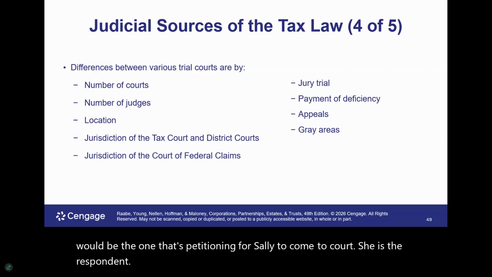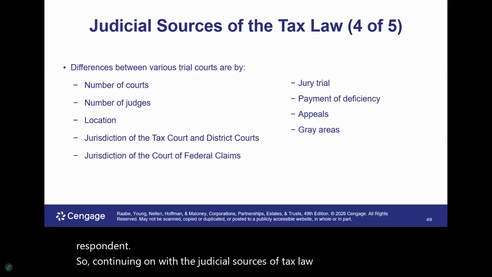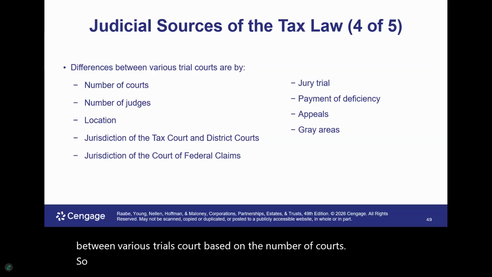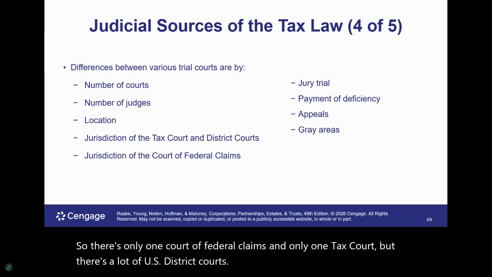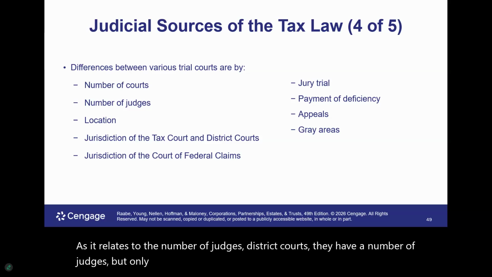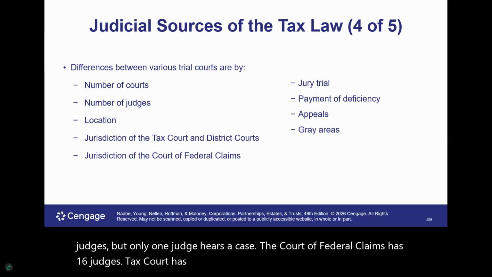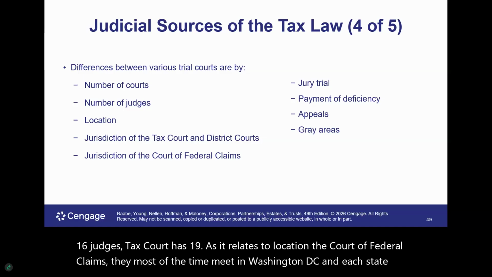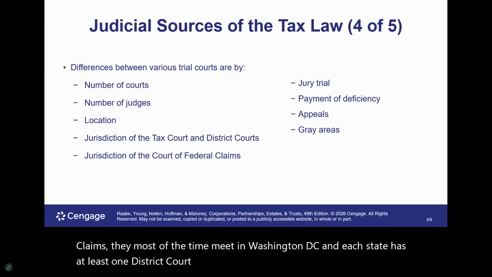So continuing on with the judicial sources of tax law, there's differences between various trial courts based on the number of courts. So there's only 1 Court of Federal Claims and only 1 Tax Court, but there's a lot of U.S. district courts. As it relates to the number of judges, district courts have a number of judges, but only 1 judge hears a case. The Court of Federal Claims has 16 judges, Tax Court has 19. As it relates to location, the Court of Federal Claims most of the time meets in Washington, D.C., and each state has at least 1 district court. And the Tax Court is officially based in Washington, D.C., but sometimes the judges will travel.